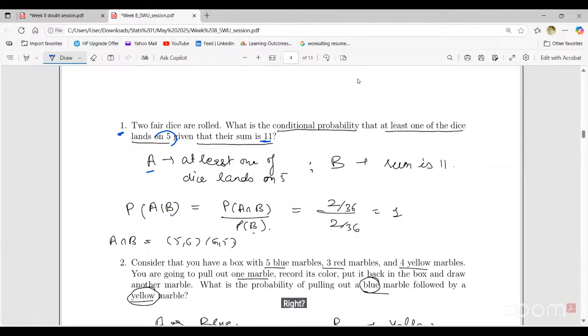So, ma'am, how are we taking this intersection 2 by 36? Okay, so first of all, what is my A? That at least one of the dice lands on 5, correct? So if I'm having two fair dice, how will my outcomes look?